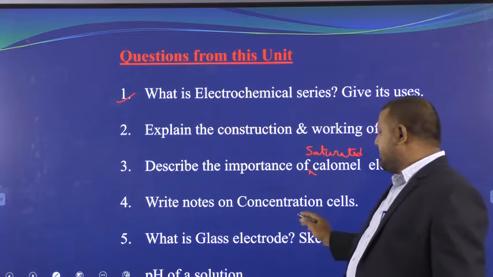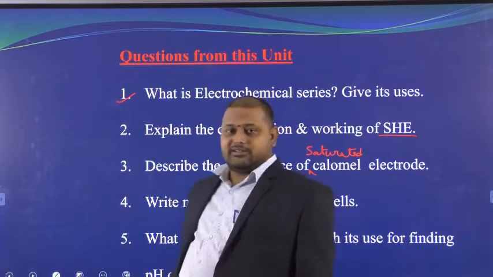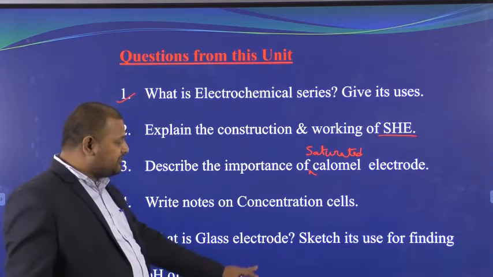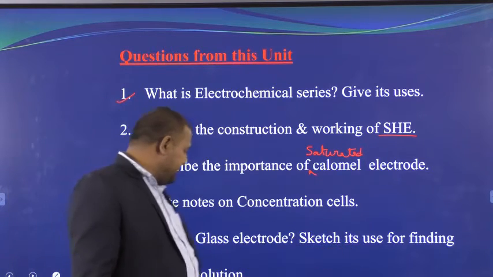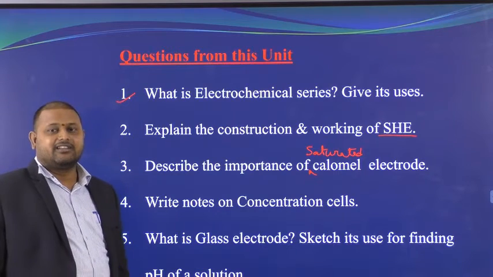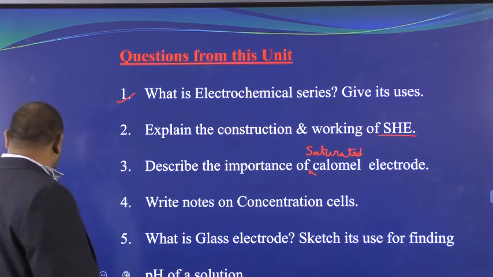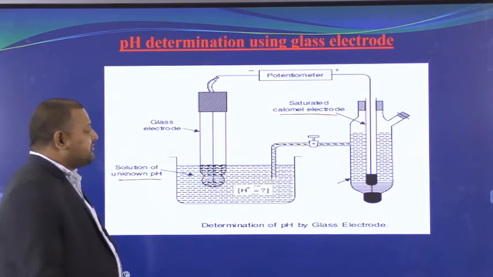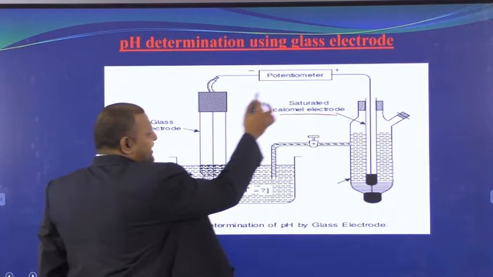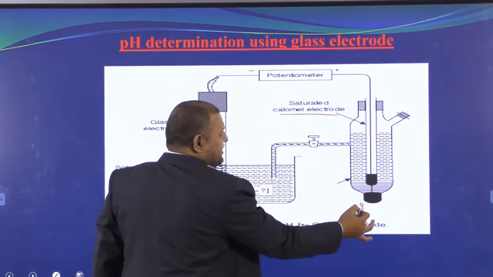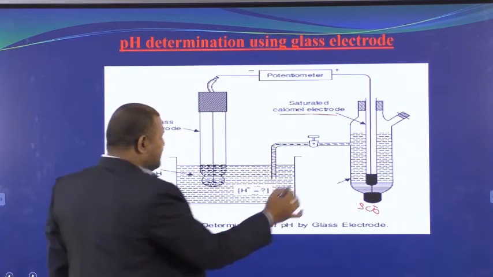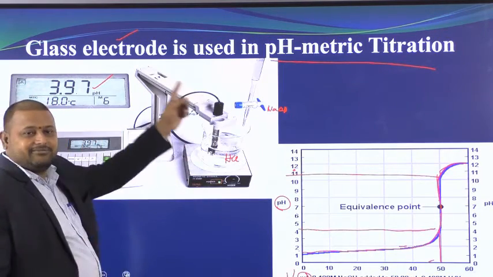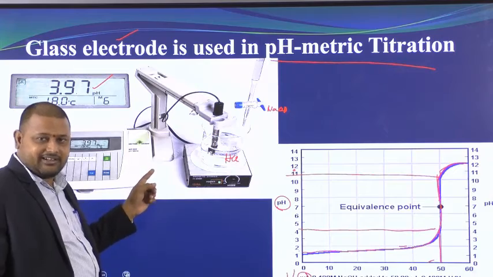The fifth one is, what is a glass electrode? This question is very tricky. They will ask only up to here, but you should understand this question also. Sketch its use for finding the pH of a solution. Sketch its use means you will have to write this one, because we are using the glass electrode and an SCE, the saturated calomel electrode. This one you should write. You should not go for this diagram, because we can't draw this diagram.